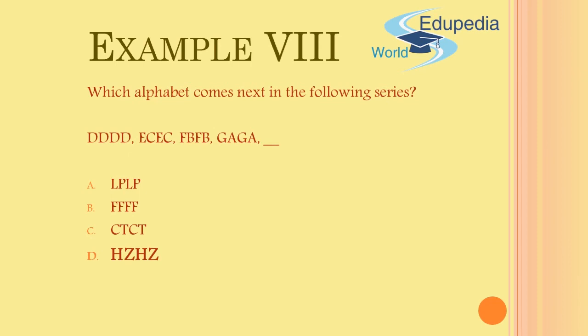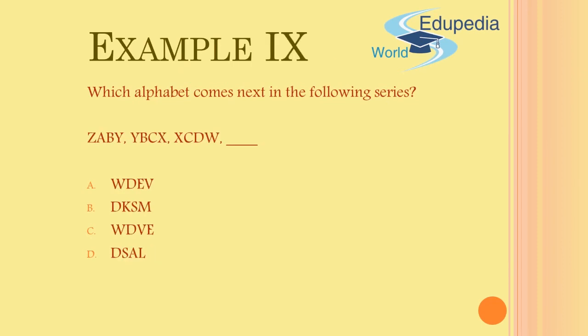Okay, so this is how we observe patterns in letters. Let's take a look at another example. So you have ZABY, YBCX, XEDW, and then there is a blank. So let us correlate the letters. So I am going ZYX. So I know that I am going in the reverse order. So which letter comes before X? I know that it is W. So the first letter of the fourth word is going to be W over here.